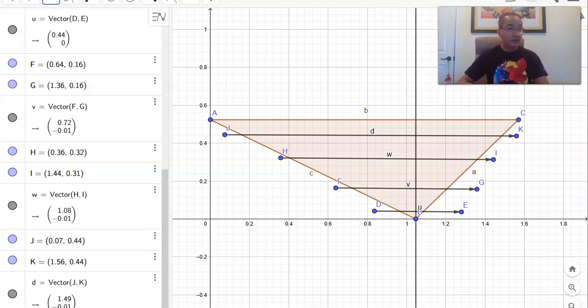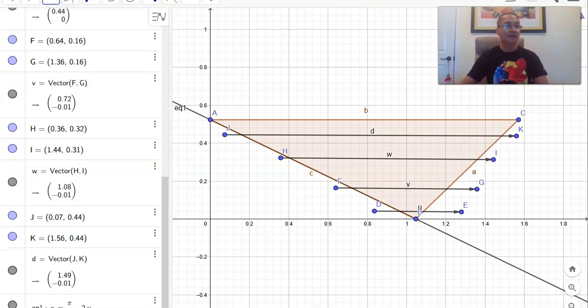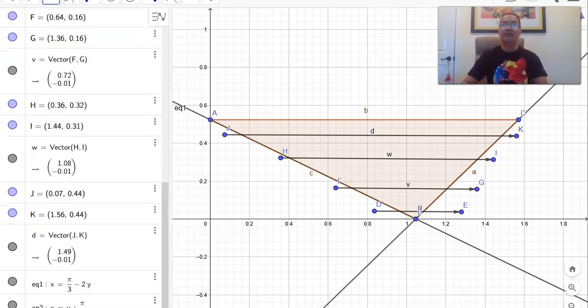I apologize you don't see this right now, but you will. There it is: pi over 3 minus 2y. And I'm going to type in the other one: x equals y plus pi over 3 over 3. And boom, there it is. There's the other line. So it looks like our 2 equations are correct.